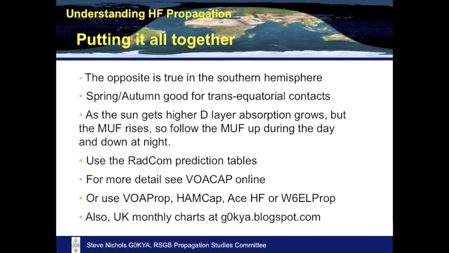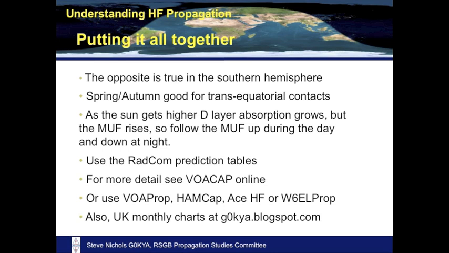Now, that's a lot to take in, and the level of ionization and the maximum usable frequency that you can use across any part of the world is going to be quite complex, because it depends where your signals are actually heading, and also where is the sun? Is it in the northern hemisphere or the southern hemisphere? Is it summer or winter in the northern hemisphere? What time of day is it? Where are we in the sunspot cycle? There are an awful lot of factors to take into account.